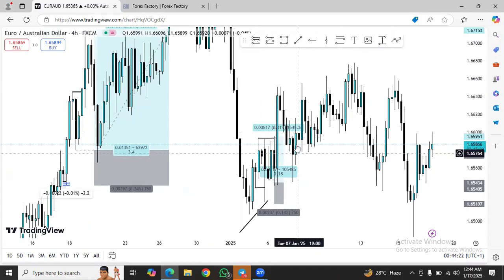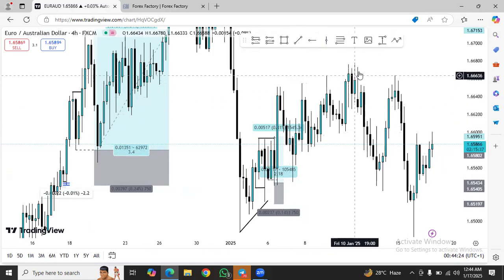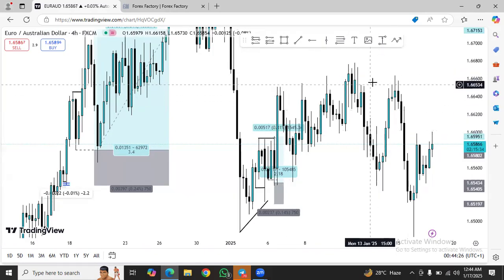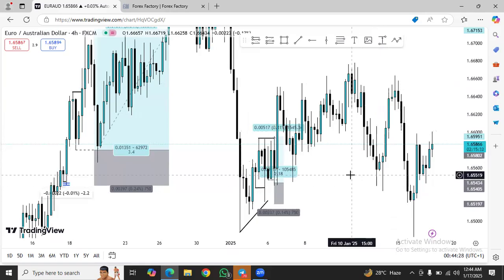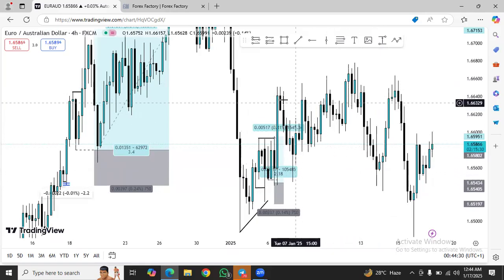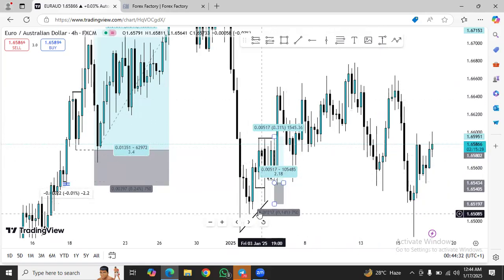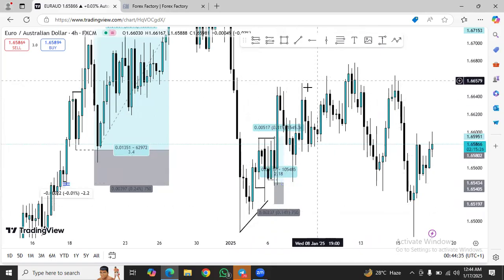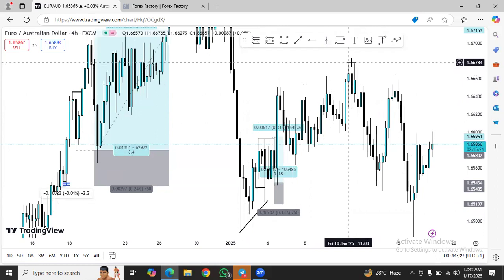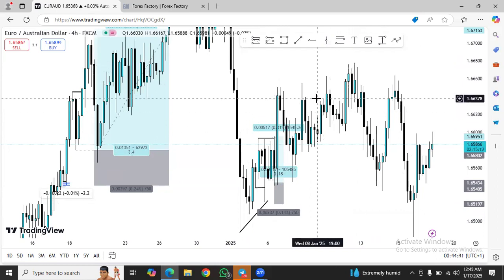Okay, so how did I see this sell? How did I anticipate price to sell like this? It was because price had been buying up from this shift in market structure. Yeah, price had been buying up. So what you need to understand is direction. Okay, you need to understand direction.